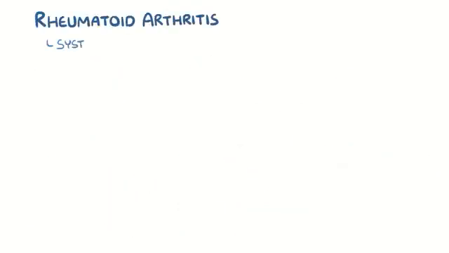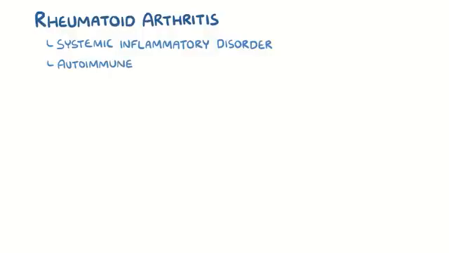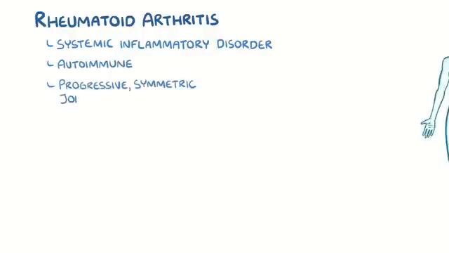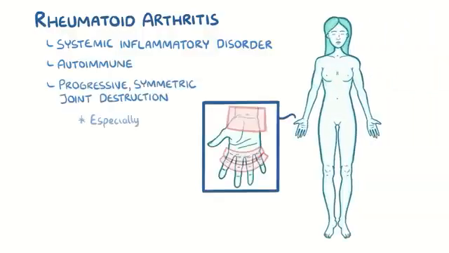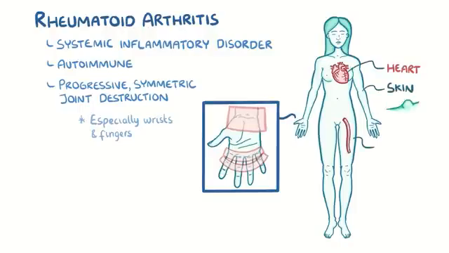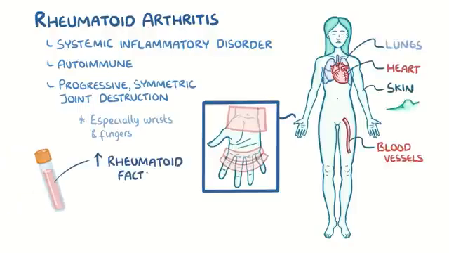Alright, so as a quick recap, rheumatoid arthritis is a systemic inflammatory disorder of autoimmune origin that's primarily characterized by progressive symmetric joint destruction, especially in the wrists and fingers, but may also affect other joints and many organs, such as the skin, heart, blood vessels, and lungs. It's marked by elevated rheumatoid factor and anticyclic citrullinated peptide antibodies.